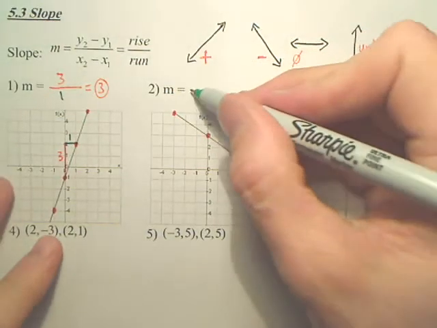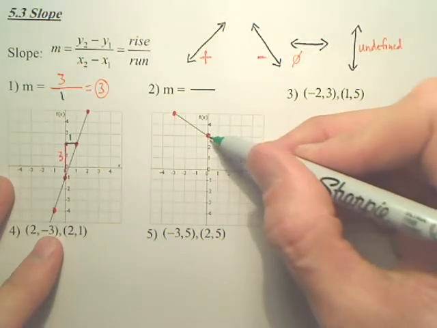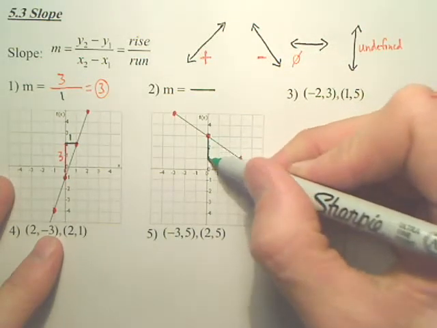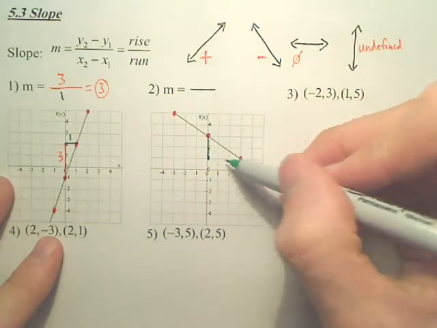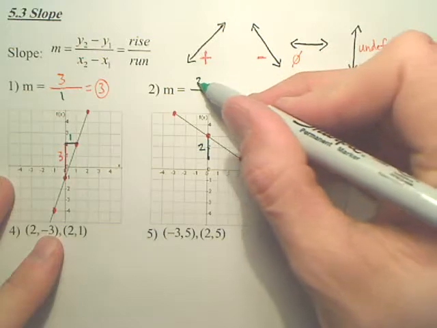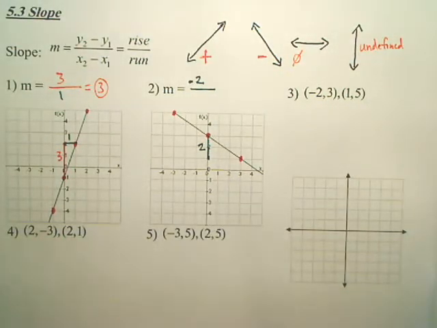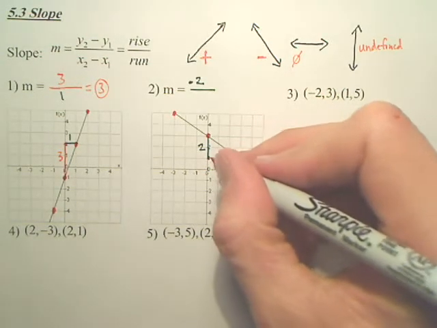Okay, for the next one. Now, this one, we don't have a rise, do we? We have a downward. So how far down did we go to this dot? 2. So this one went down 2. Can I put a negative there? We went down. We always go to the right, because it's the right way to go.